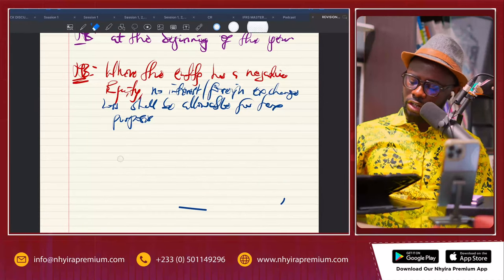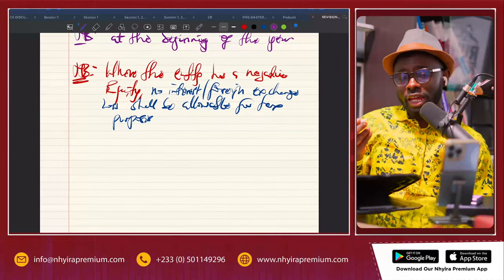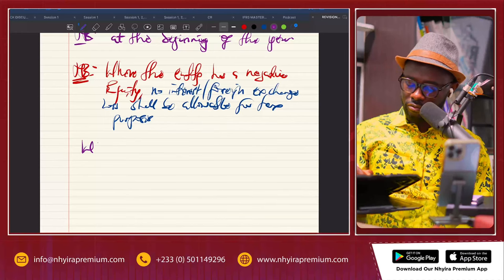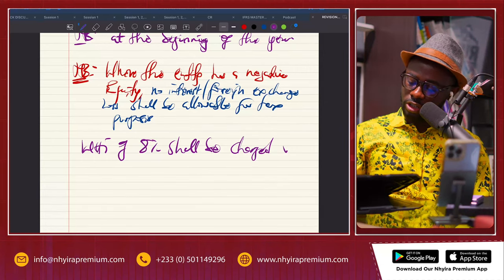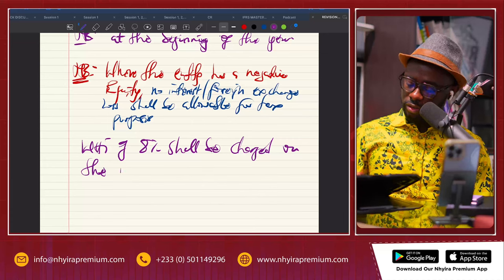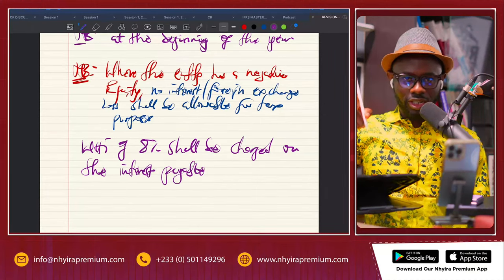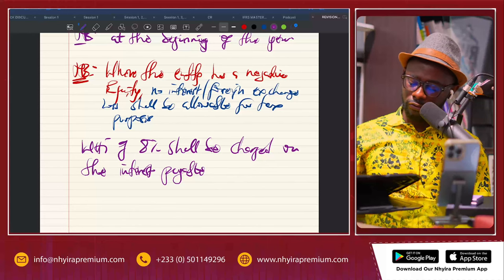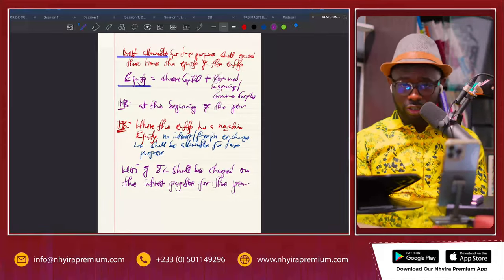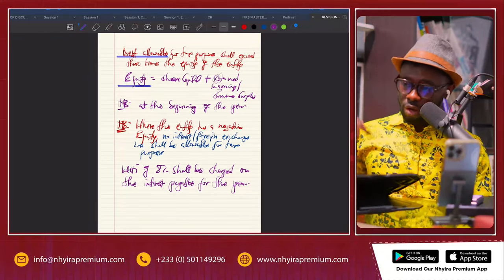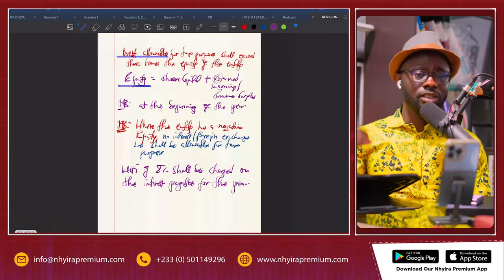But then, remember, the last thing is that the entity shall withhold an 8% tax on the interest payment. So withholding tax of 8% shall be charged on the interest payable for the year. Please, not the interest allowable for tax purposes, the total interest payable for the year. Very important. And that is the concept of thin capitalization. So when we say interest on loan, its implication, this is where we are coming from.